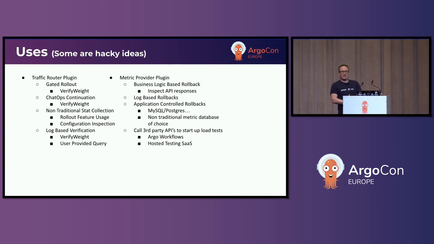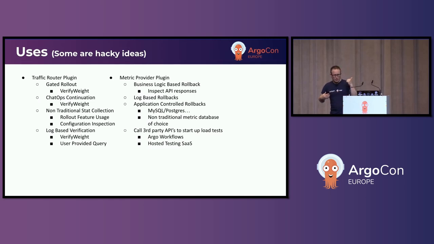One of the ideas would be a gated rollout. With the plugin systems that exist today, Argo Rollouts lets you configure multiple traffic routers at the same time. So you can have your real traffic router like Istio, and then you can have your plugin one, and it will actually run both at the exact same time, which allows you to use the verify weight function of the plugin to gate a rollout. Call some third-party API that looks for the okay to continue to the next step, right? That's one idea.